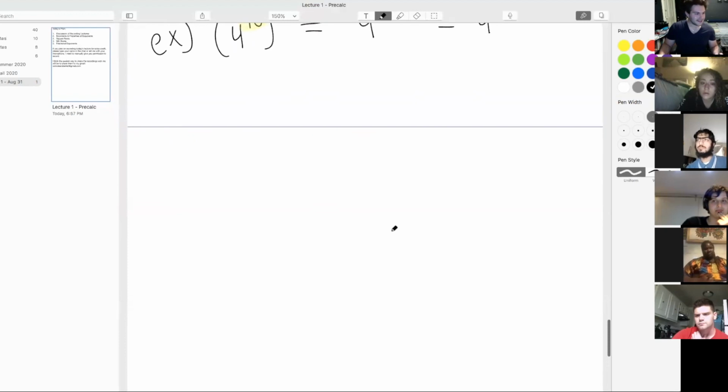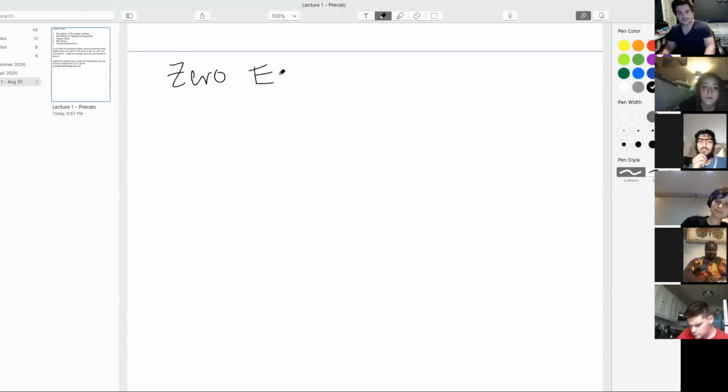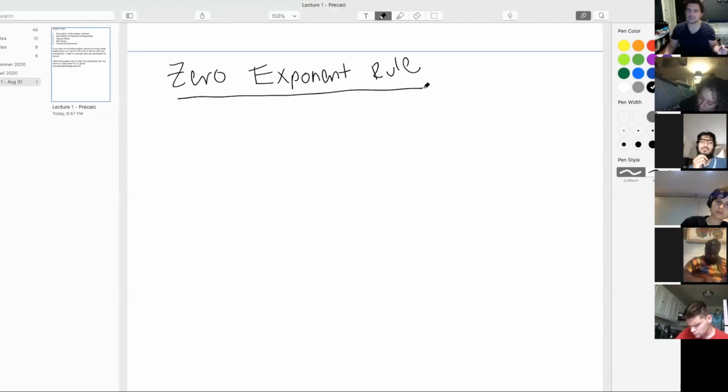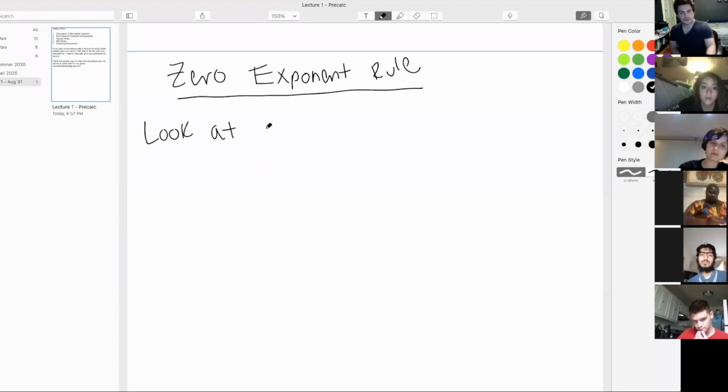Okay. So next rule. How about this one? This one's cool. This one is called the zero exponent rule. All right. So really we're going to answer the question, what does it mean to have an exponent of 0? That seems kind of weird. So let's look at a motivating example. Let's look at y to the 5th divided by y to the 5th.